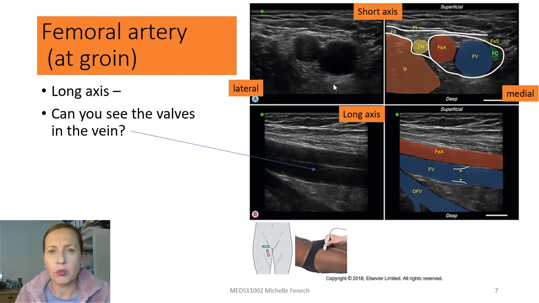So this is what we will typically look at in ultrasound, and the vein is typically larger than the artery. We can tell that this is medial and this is lateral because we're going vein, artery, and then that's the femoral nerve there. So from medial to lateral at the groin, it goes vein, artery, nerve.